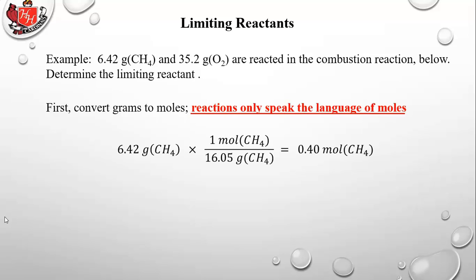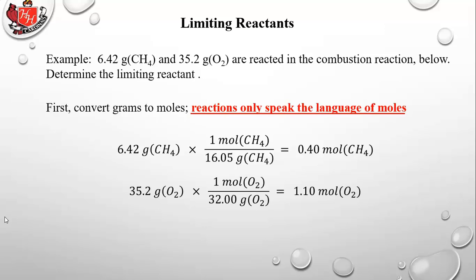So we need the molar mass conversion for CH4. There it is. So you need grams of CH4 to cancel out, which they do, and moles of CH4 to appear in the final answer. So 6.42 grams of CH4 is equal to 0.4 moles of CH4.